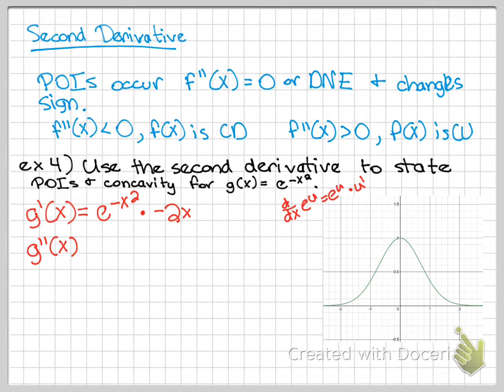Well, we can see that there are two pieces to the first derivative. They both have x values. So when we find the second derivative, we have to use product rule. So product rule says, first off, do d1. Just repeat the first part.